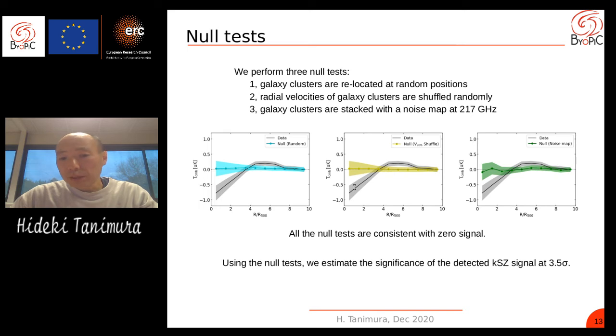We also check our measurement with three different null tests. The first one is that galaxy clusters are relocated at random positions on the sky. The second one is that the radial velocities of galaxy clusters are shuffled randomly. And the third one is that galaxy clusters are stacked with a noise map at 270 GHz. As you see, all the null tests are consistent with 0, and we did not see any excess in the null tests, so our measurement is real. With this null test, we estimate the significance of the KSZ signal we measured, which is 3.5 sigma.